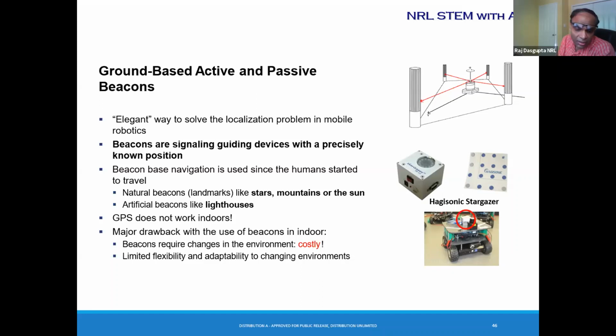So here I'm showing a device that we used on one of our robots to act as a beacon. It was made by a company out of South Korea called Hagisonic, and its name was Stargazer. It had a fixed location, and it used infrared rays along with stickers. The camera that you see in this device was an infrared camera, and the ring on the side used to shoot out infrared beams. We used to have these stickers stuck on the ceilings or on the walls of the space that we had, and these stickers reflected the infrared beams back.